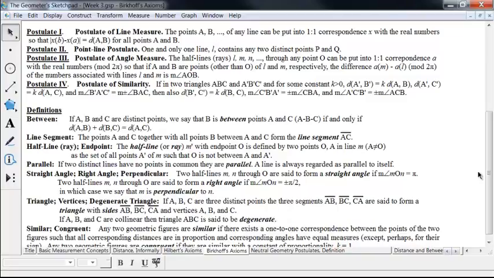A postulate of similarity is postulate 4. If in 2 triangles ABC and A prime B prime C prime, for some positive constant K, the distance from A prime to B prime is K times the distance from A to B, and the distance from A prime to C prime is K times the distance from A to C, and the measure of angle B prime A prime C prime is basically plus or minus the measure of BAC, then we also must have the distance from B prime to C prime is K times the distance from B to C, and the measures of those remaining corresponding angles must be congruent. So in other words, we have similar triangles.